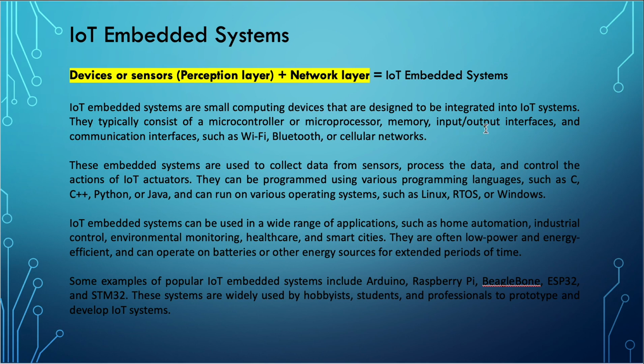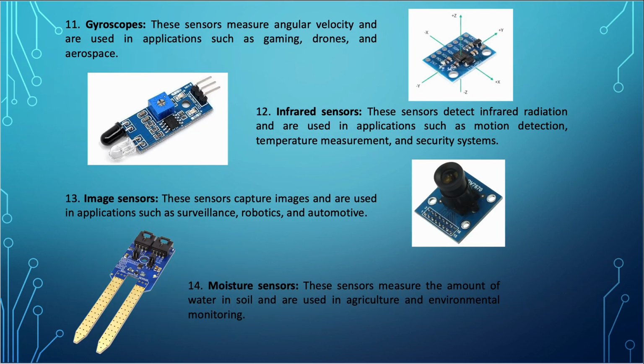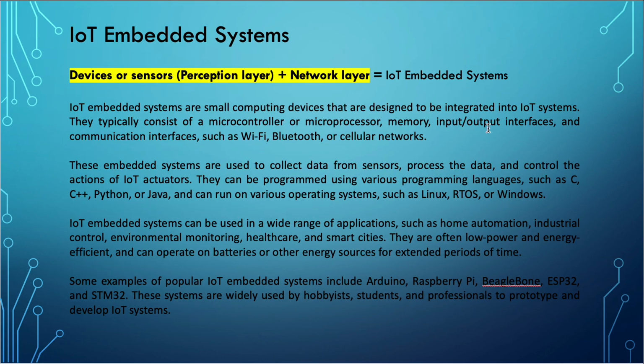Input-output interfaces are the interfaces that we need to talk about when the microcontroller or the microprocessor takes in and feeds out information from these sensors and actuators, right? That is the main part. And they have communication interfaces: Wi-Fi, Bluetooth and cellular networks. That means when an IoT device needs to be connected to the internet, we can do so through the embedded system itself, right?